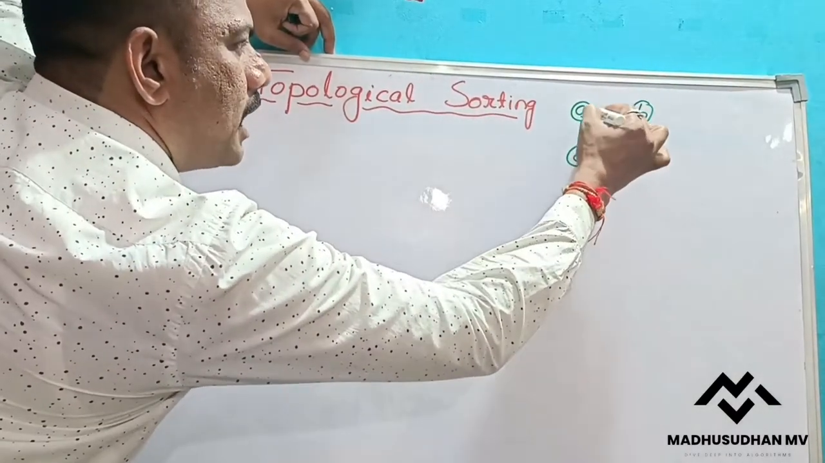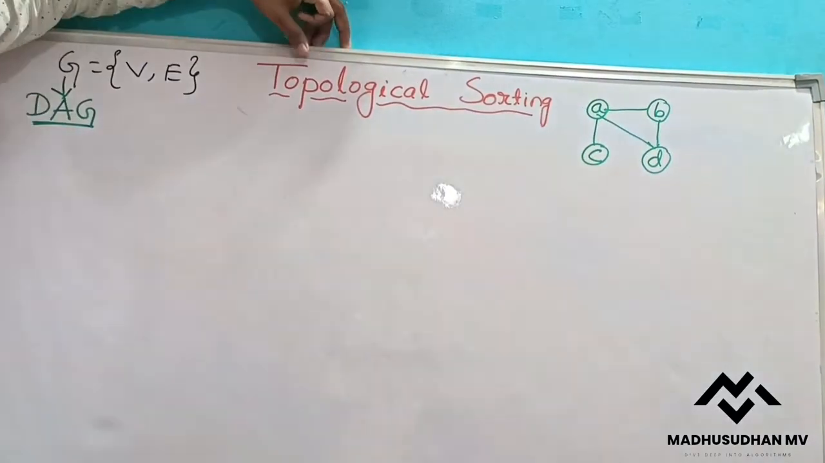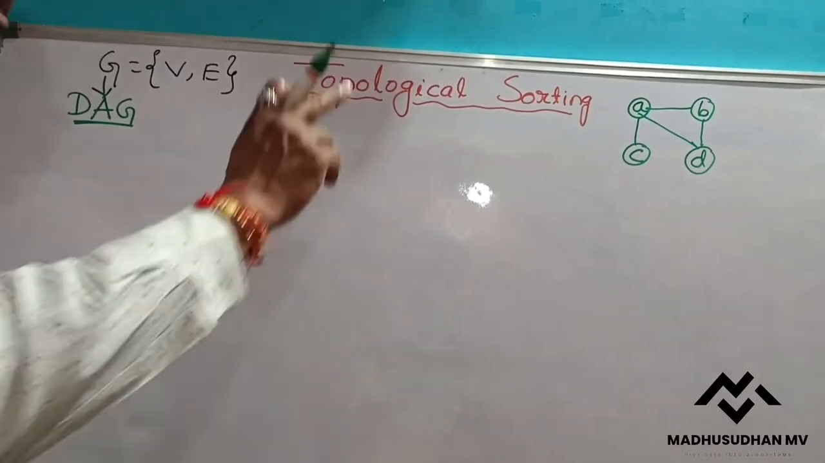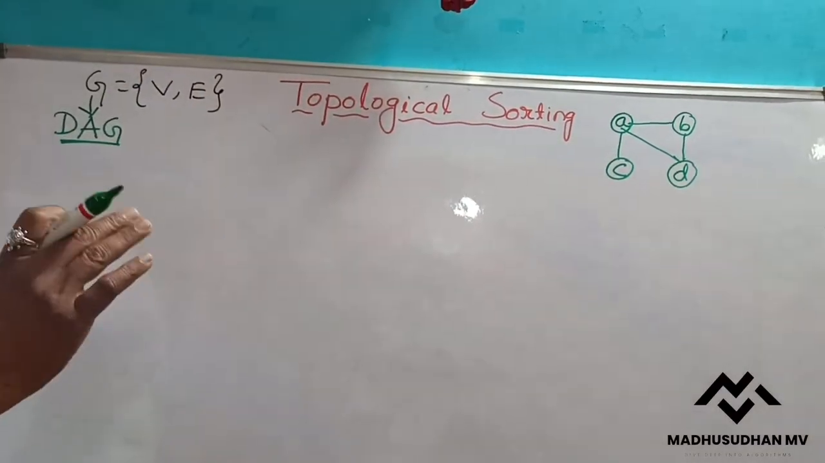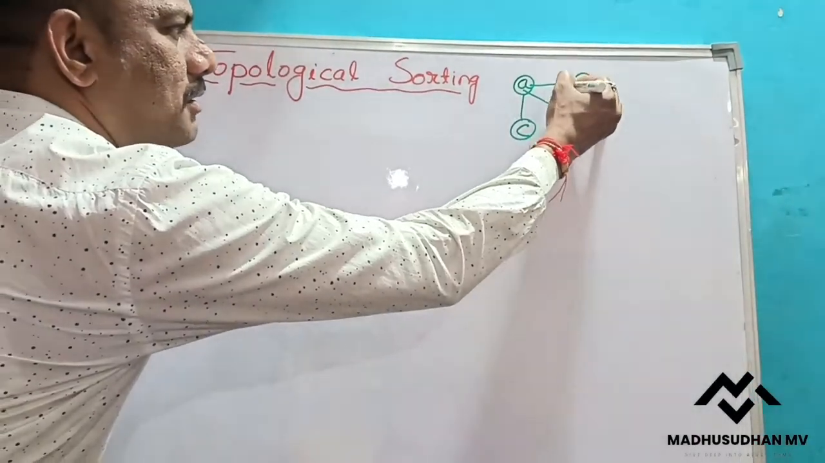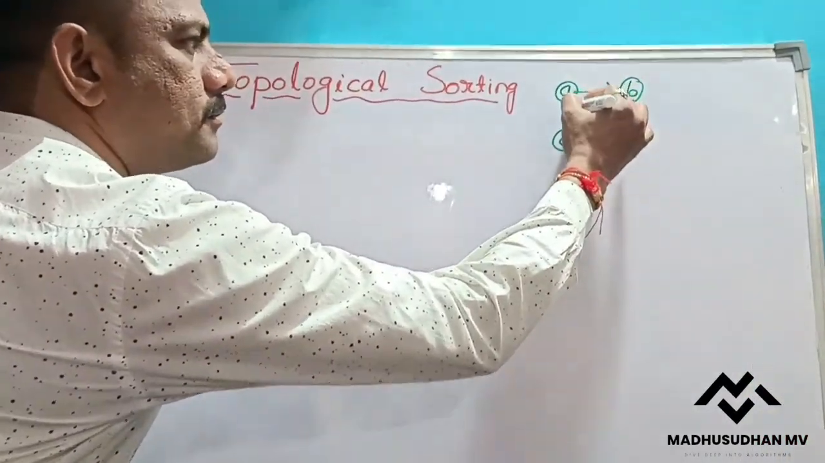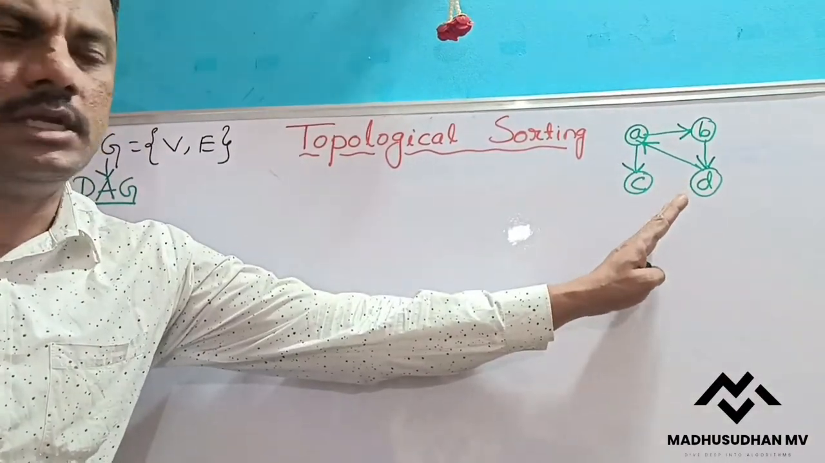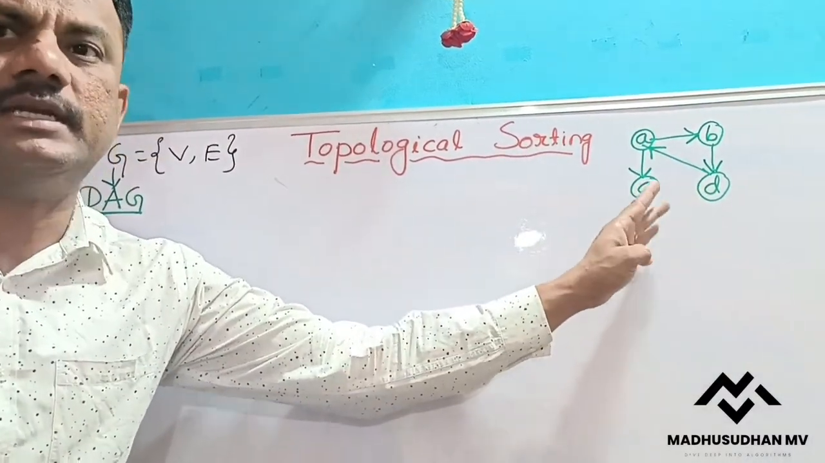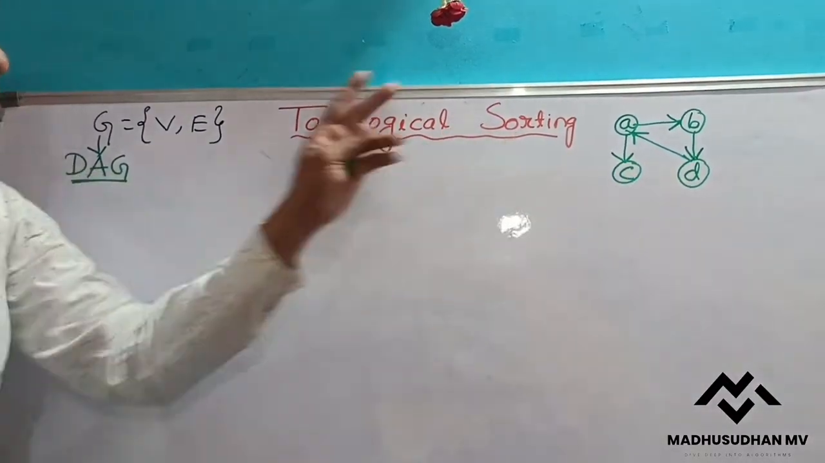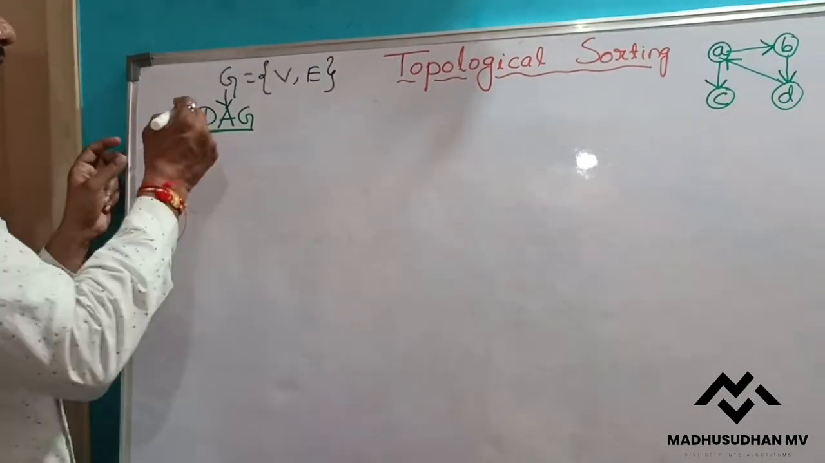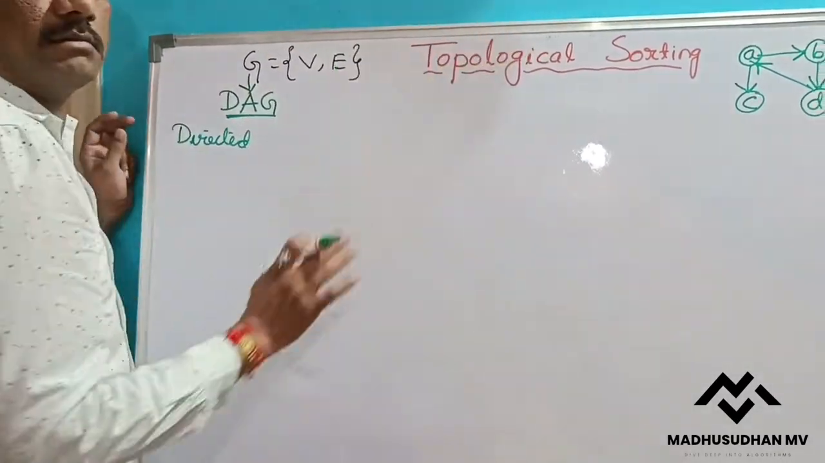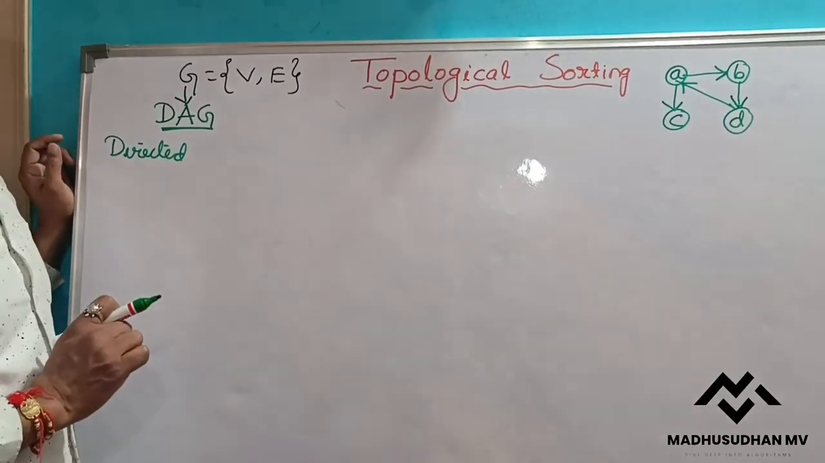This is my graph, this is one graph. Here the edges do not have directions, but all the edges should have some direction. For example, let us take these directions. Now all the edges have some direction, so I will call this graph a directed graph. So the graph should be directed. Here D stands for directed. Next, A stands for acyclic.